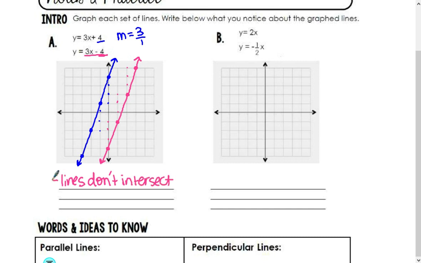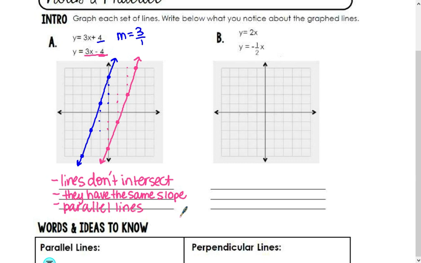Alright, and one other thing that I notice is in their equations. They have the same slope. If you notice, both of their slopes were 3. And one last thing is we call these parallel lines. Kind of like railroad tracks, those two things will never cross.